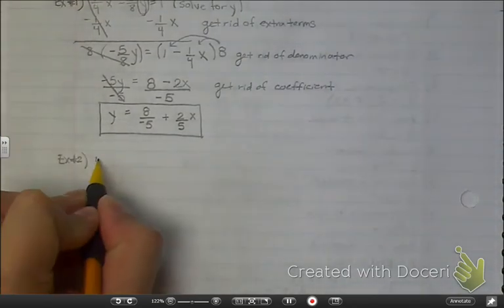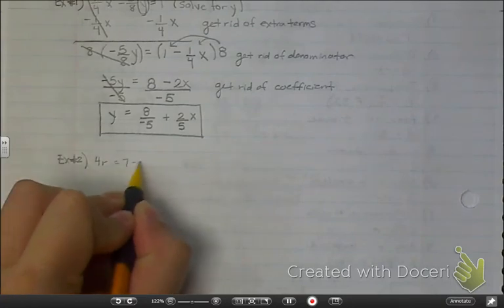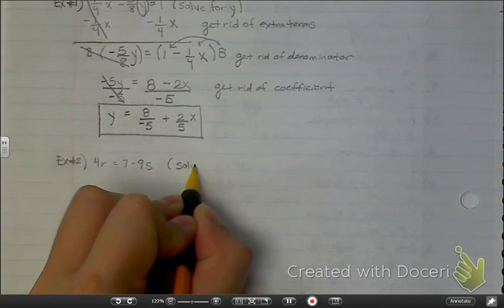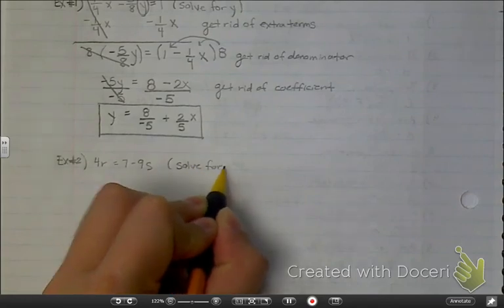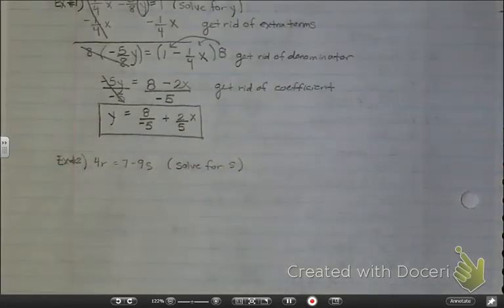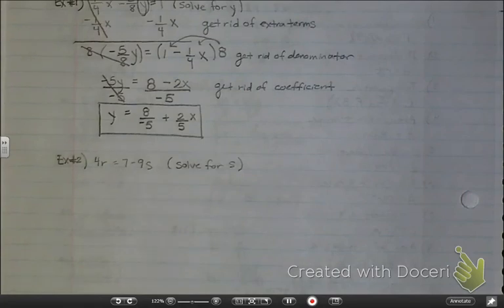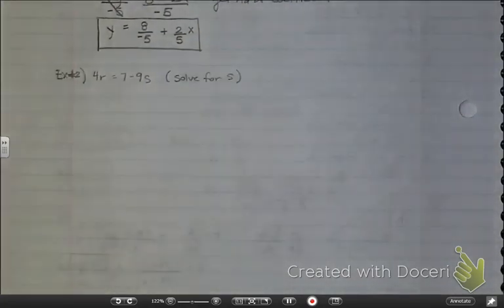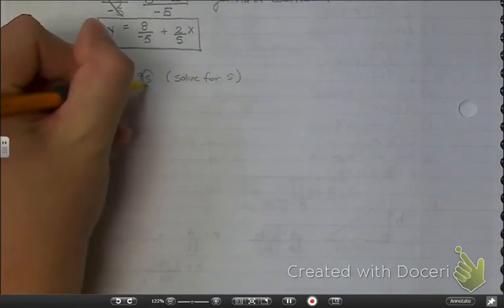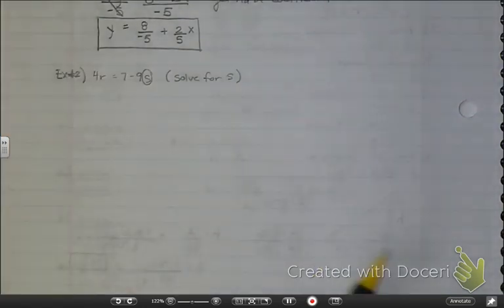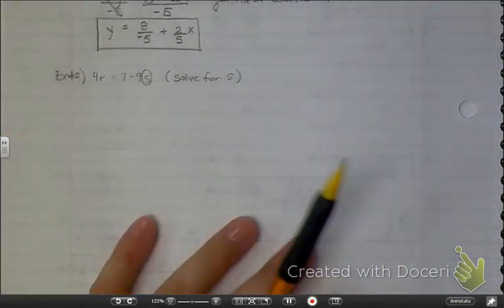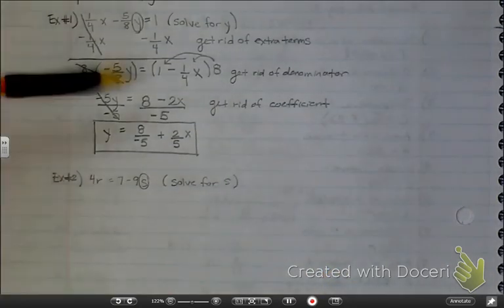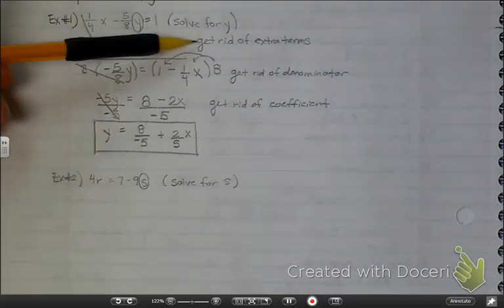And we're going to write 4r equals 7 minus 9s. And we're trying to solve for s. That's what it said in our directions. Solve for s. All right, so we'll circle our variable. Just like up above, we want to get rid of any extra terms. Actually, let me bring this down so we can model our equations after each other. So I want to circle my variable. I want to get rid of any extra terms.